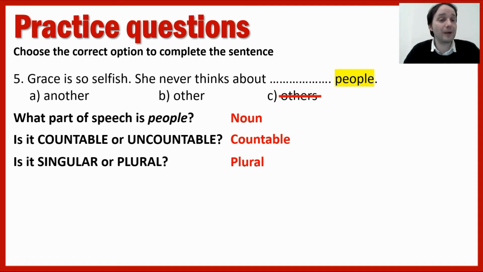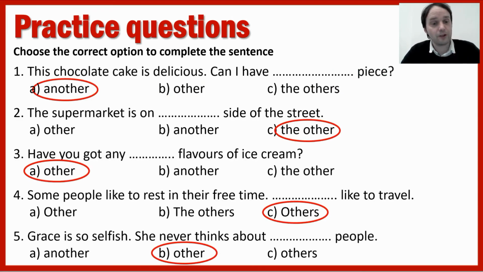So we've got two remaining answers, "another" and "other". But we've just said that people is plural. So from A and B, which one can we get rid of? Which one is definitely wrong? Yeah, maybe you've noticed "an". Because we know "an" is singular, it's one other. So that's definitely wrong. So the answer must be "other". Grace is so selfish. She never thinks about other people. So "other" is an adjective.